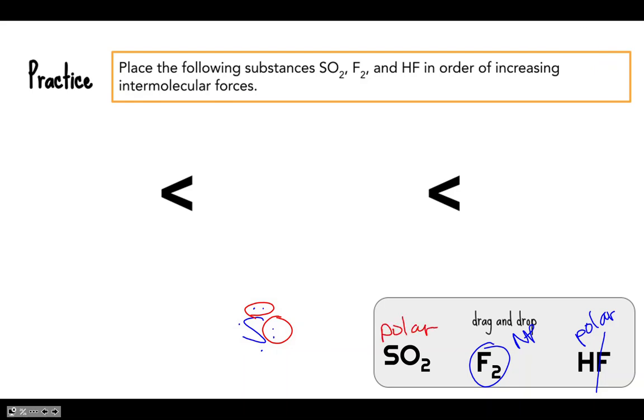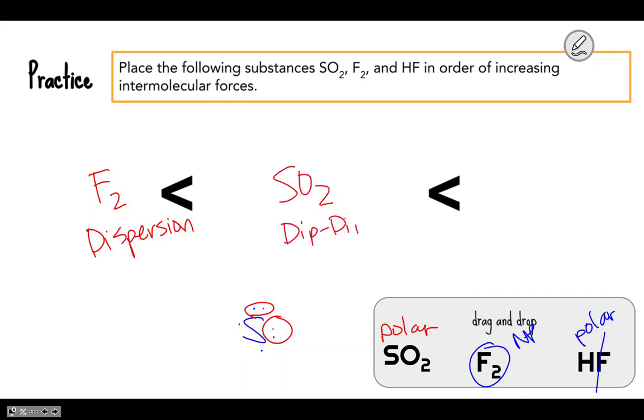So, out of those 3, which one is going to have the lowest or weakest intermolecular force? Going to be F2, because this one's only going to be dispersion, or LDF. Now, out of our 2 polar ones, which one comes next? SO2, because it is going to be polar with dipole-dipole, but it does not qualify for hydrogen bonding. So then this one, the HF, is going to have the strongest forces, because in addition to the London dispersion and the dipole-dipole, it has hydrogen bonding.